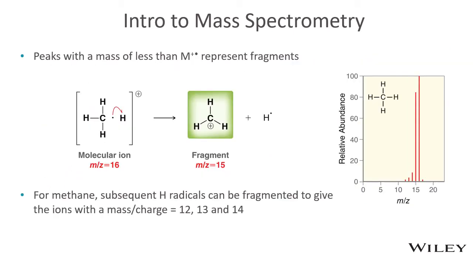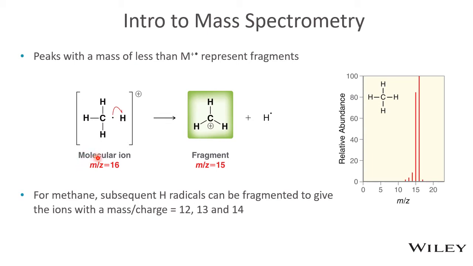If we take a closer look at the mass spec for methane, you'll notice that in addition to the base peak that corresponds to the weight of the entire molecule, we also have peaks that have masses less than the weight of the entire molecule. Peaks that have a mass less than the molecular ion mass always represent fragments of the molecule. So for instance, if we were to take methane and hit it with that beam of electrons, it would dislodge one of the electrons between the carbon-hydrogen bond. This would form a radical cation, and since we only lost a single electron, it would still have a mass of 16.